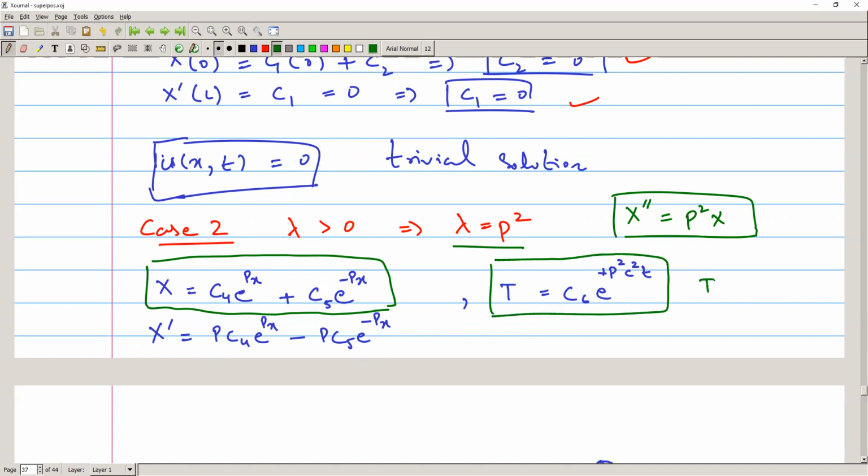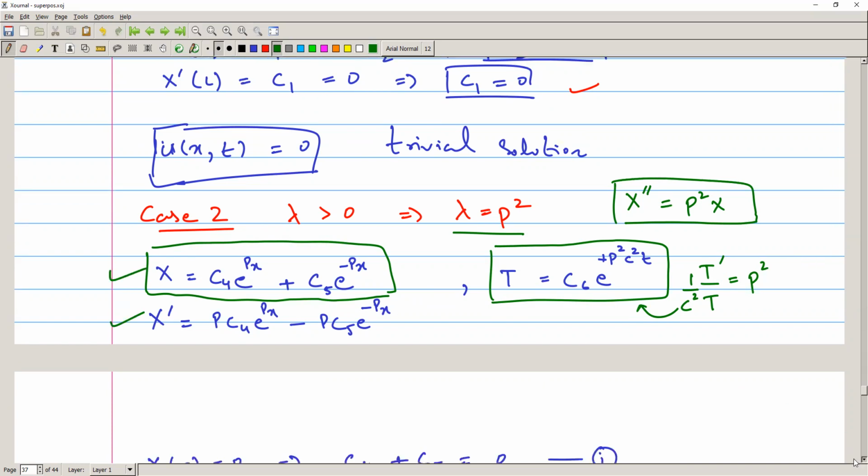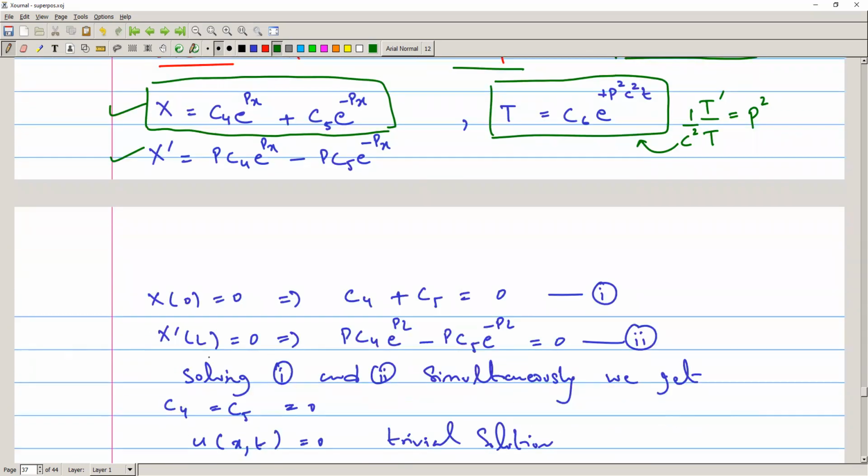Because t prime over t is equal to, sorry, 1 over c squared will be equal to p squared, right? So from here, we'll get this solution. And now we can apply the boundary conditions to these two equations. And here we will apply the boundary conditions.